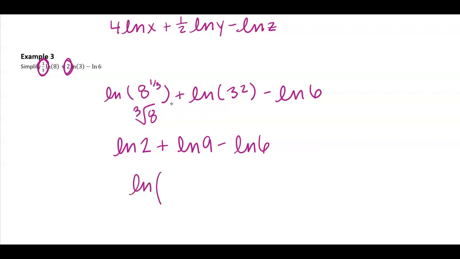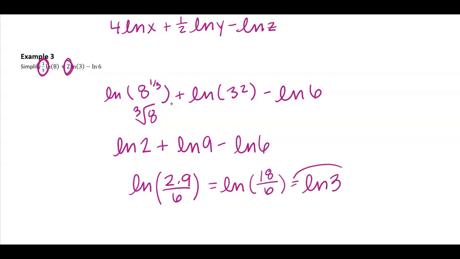I'm going to then write this as 1 log. If I separate 2 logs with addition, I can pull them inside the argument with multiplication. And if I separate logs with subtraction, then I can pull that inside the argument with a division. I then get the natural log of 18 divided by 6, which would be the natural log of 3.